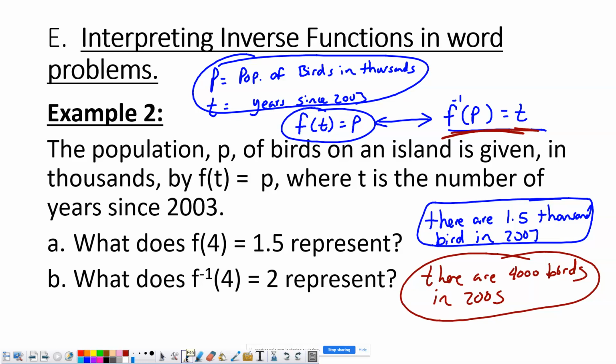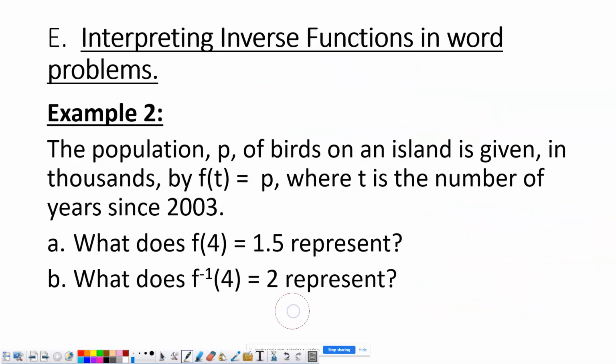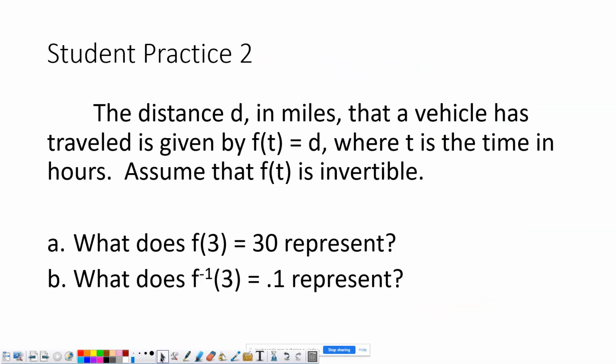So take time before you begin the problem to make sure you know what the variables represent. And then also take a minute to write these out. It will help you interpret the answers a little bit better. Okay, so I'm going to clear that out. I'm going to throw one at you now. Go ahead and pause the video and see if you can interpret these statements.